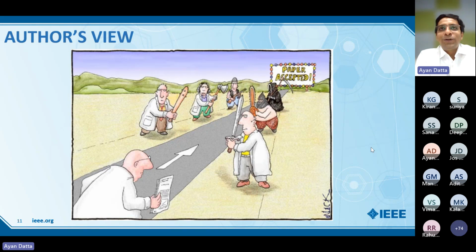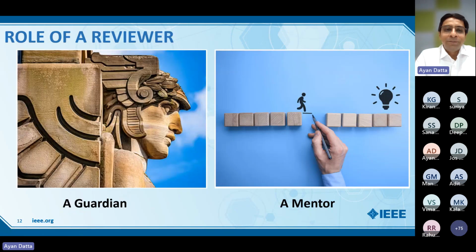And we are here to talk about how we can change this author's view, so that we don't see these weapons in the hand, but rather see them as a hand taken forward to bring the author on board and take him all the way through this journey to the destination of paper accepted, right? So this is what we're going to talk about today, and that is why I say it's very important for the author to understand what hat they are wearing.